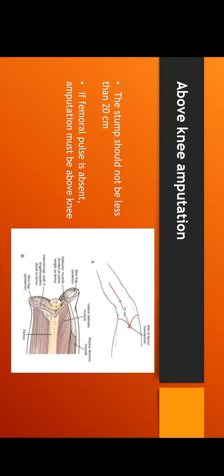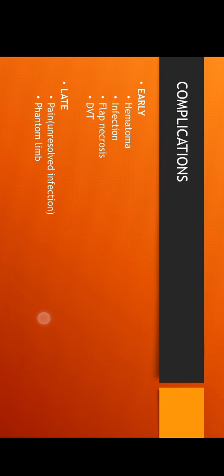Post-operative care of amputation includes giving pain medication like opioids and prevention of pressure ulcer and psychiatric counseling to the patient. Complications. Early complications like hematoma, infection, flap necrosis. Flap necrosis may require a higher level of amputation. Deep vein thrombosis can be prevented with heparin subcutaneous prophylaxis.